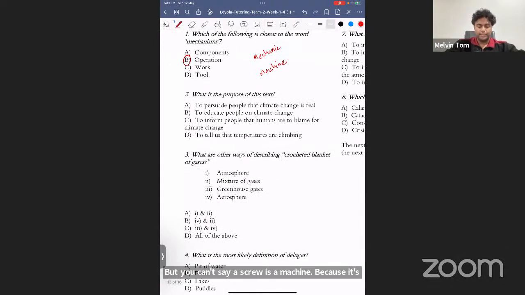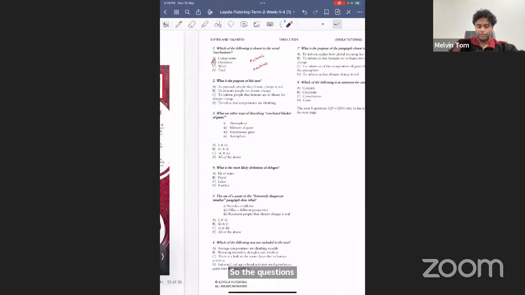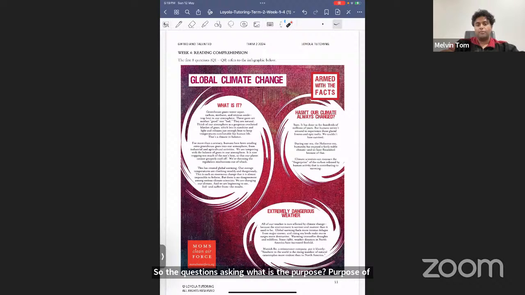What is the purpose of this text? A, to persuade people that climate change is real. B, to educate people on climate change. C, to inform people that humans are to blame for climate change. And D, to tell us that temperatures are climbing. So again, with reading comprehension, be very careful to read the question carefully. The question is asking, what is the purpose of this text? And what does purpose mean? It's the reasoning behind it.